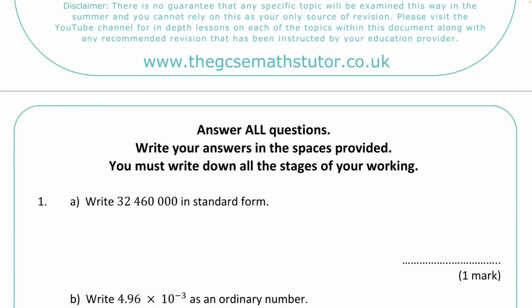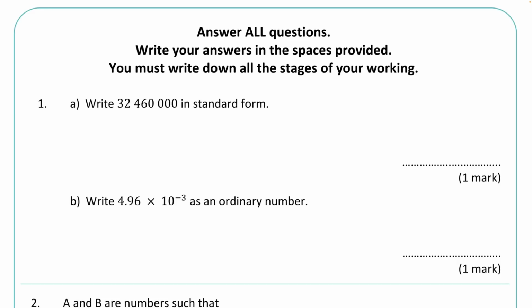So, we're going to get started with question 1. Here we have some standard form conversions. For this first one, we want to get this number between 1 and 10, which means hop in the decimal 1, 2, 3, 4, 5, 6, 7 jumps. That would make it 3.246.